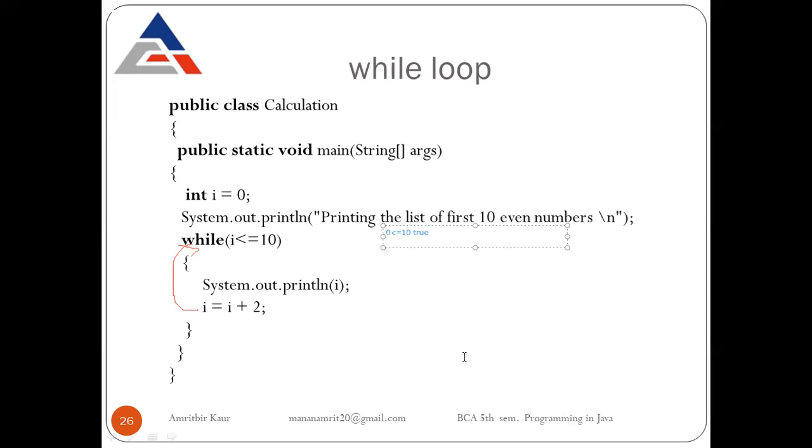After printing, the next statement updates the value of i. So now i becomes 2 because 0 plus 2 is 2. So again the condition will be checked. The condition is true, it will enter into the body and 2 will be displayed on the screen. So again the value of i is updated by 2. 2 plus 2 is 4. So again the condition is checked, it is true and control enters the body. So 4 is displayed. After displaying, it will be updated by 2. So again the condition will be checked. The condition is true. For 8 also the condition is true and it will be displayed on the screen.